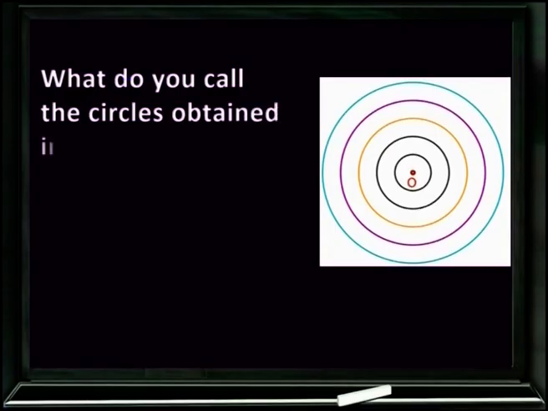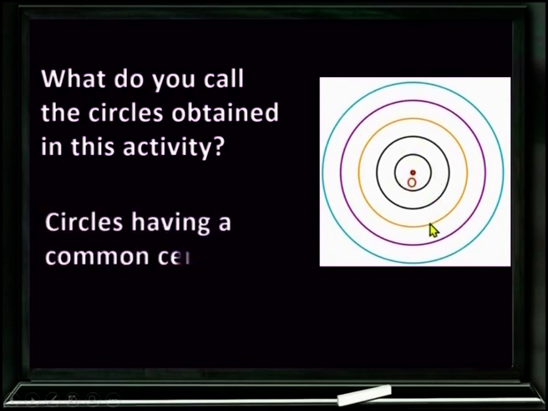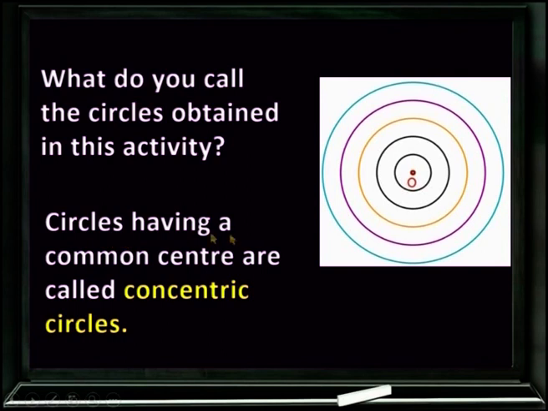What do you call the circles obtained in this activity? So, we have drawn 5 circles with different radius and same center. So, these circles are all called concentric circles. Circles having a common center are called concentric circles. That means, if 2 or more circles have the same center with different radii, they are called concentric circles.